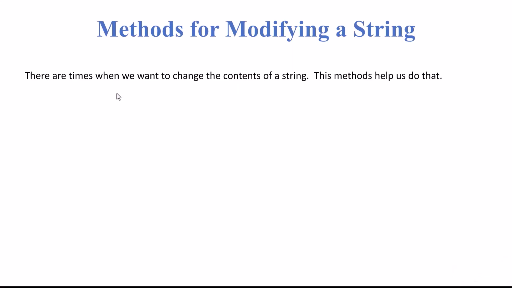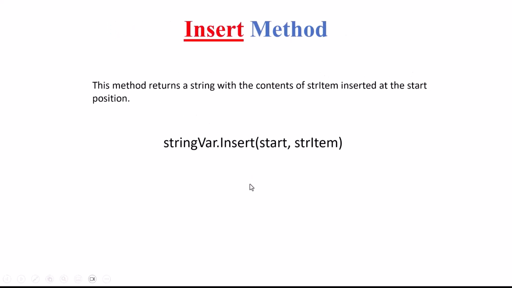So we were able to extract them with the substring start method. Now we're going to use the insert method, which is going to allow us to take a string and put something right into it. There are times when you want to change the contents of a string, and this method will help us do that certainly. It looks something like this. The method returns a string with the contents of the string item inserted at the start position.